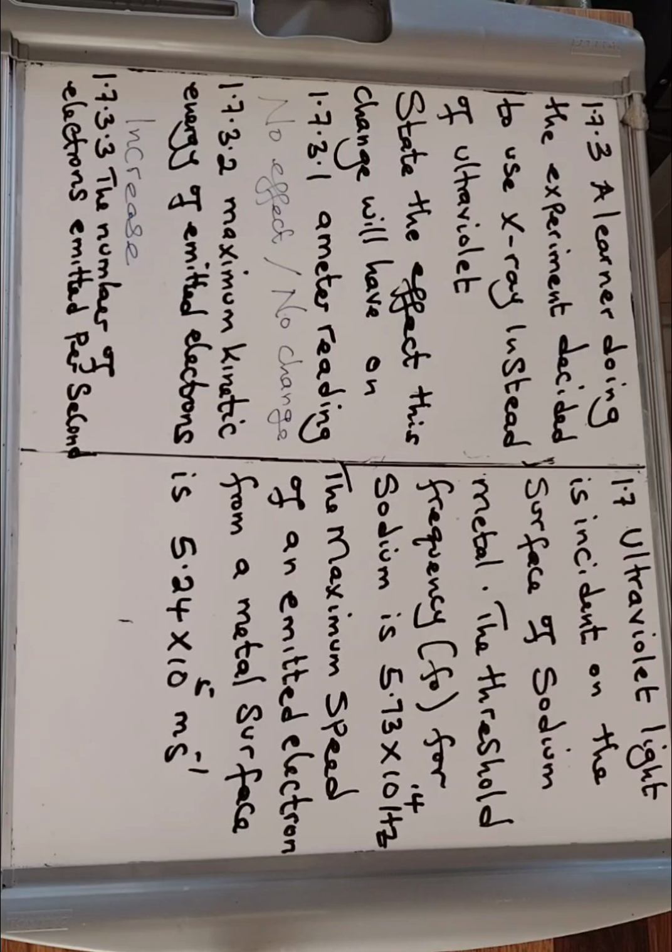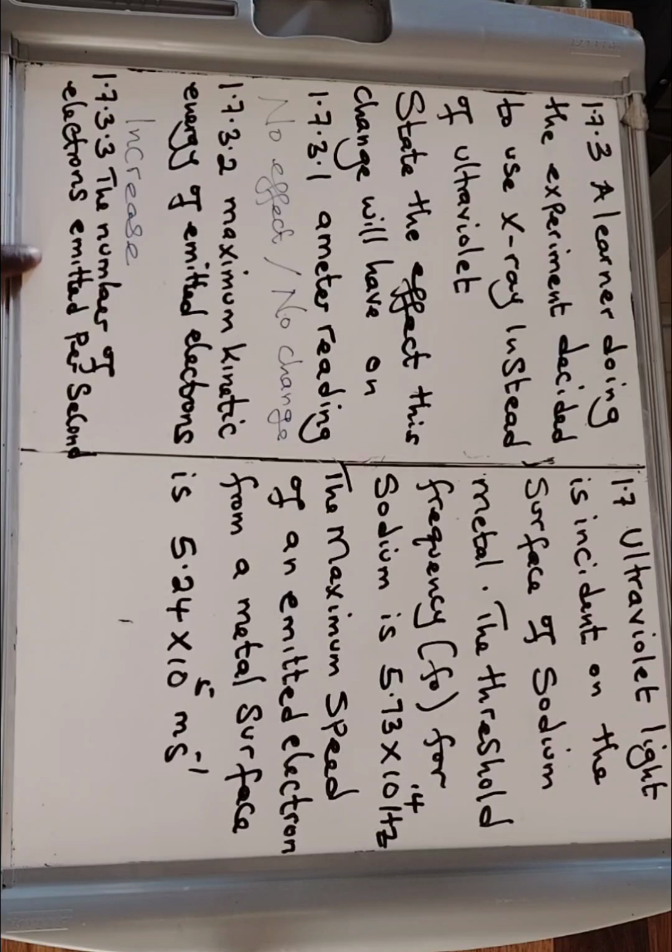the factor which influences or changes the number of electrons emitted per second is intensity. Because intensity represents the number of electrons striking the metal surface per unit time, which represents the number of electrons emitted per unit time. So what is going to be the change in number of electrons per unit time if intensity remains constant and frequency changes? The answer is no effect.